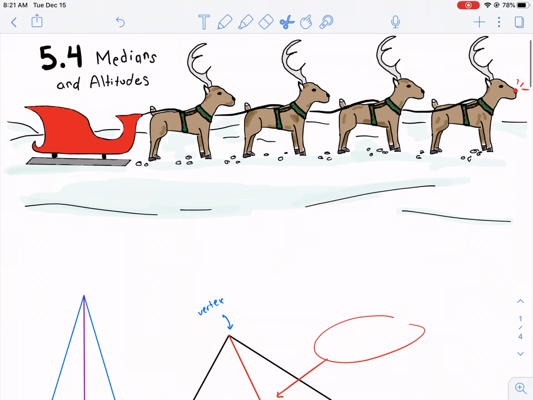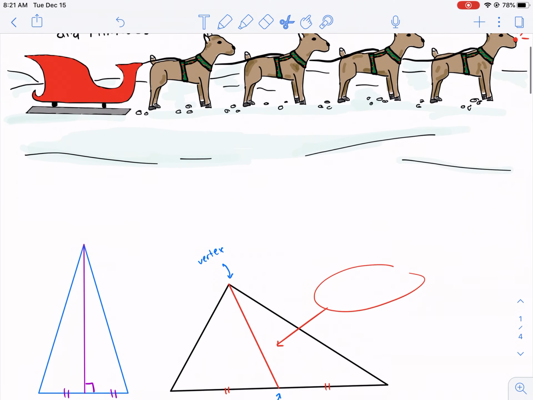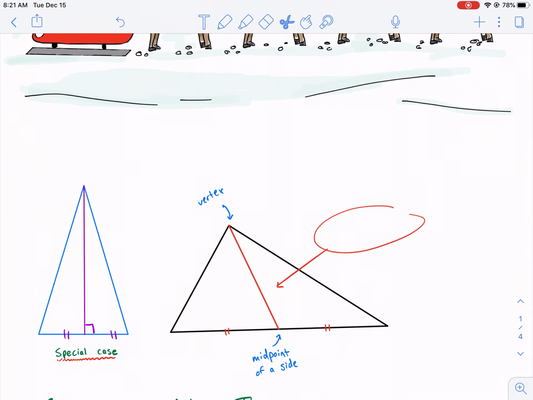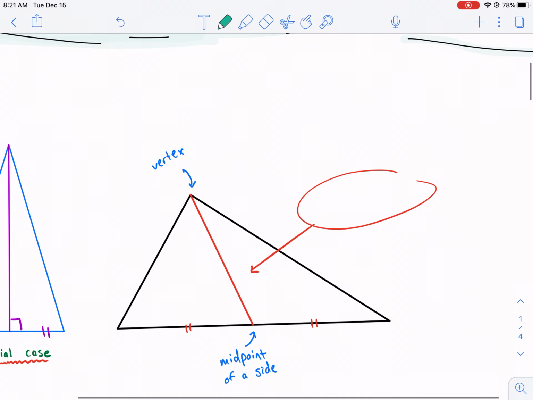All right, now, this is all about medians and altitudes. So we got to start off, what is a median? Well, a median is this thing. Okay, so let's go ahead and draw it in. A median connects a vertex to the midpoint of a side of a triangle on the opposite side. Okay, so that is a median. Median meaning like the middle of a side, but the important thing is it connects the vertex.